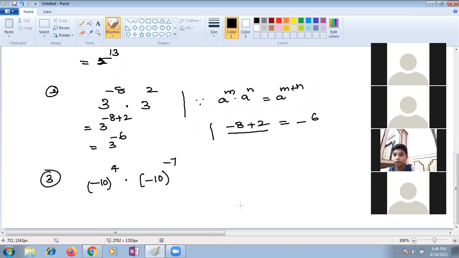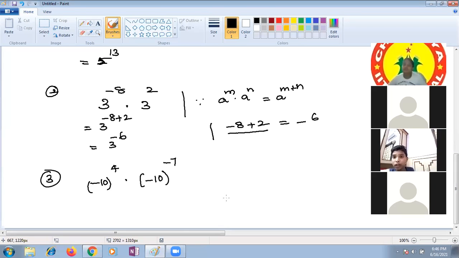Come on, Shiva Pranav. What is the base here? Ma'am, base is equal to 10. Which 10? Ma'am, minus 10. Yes, base is minus 10 here. Since the bases are the same in both cases, you see both the cases bases are same.